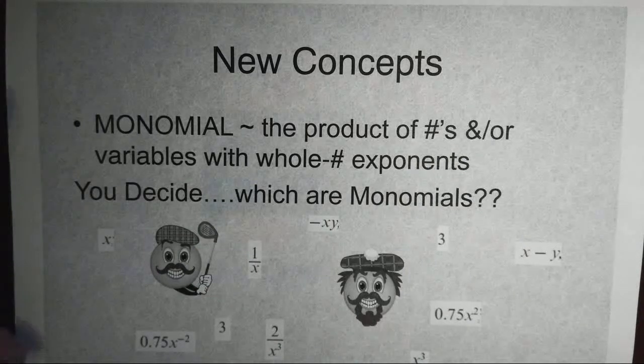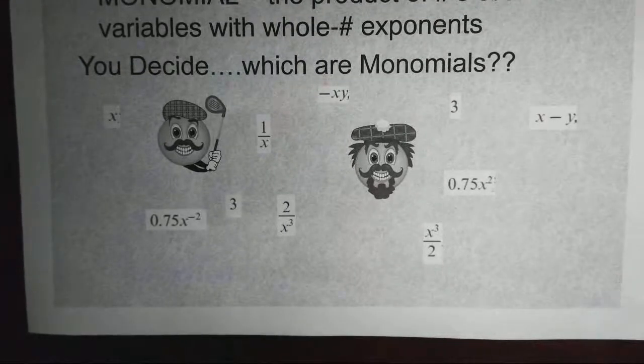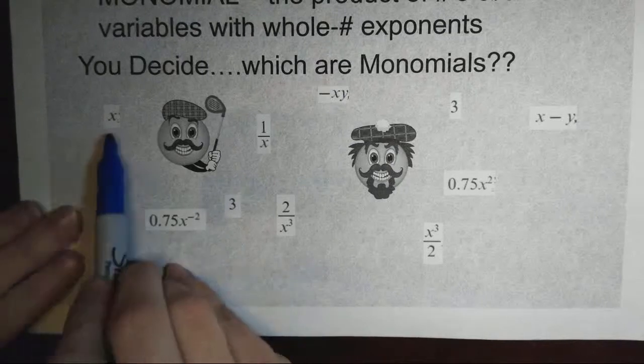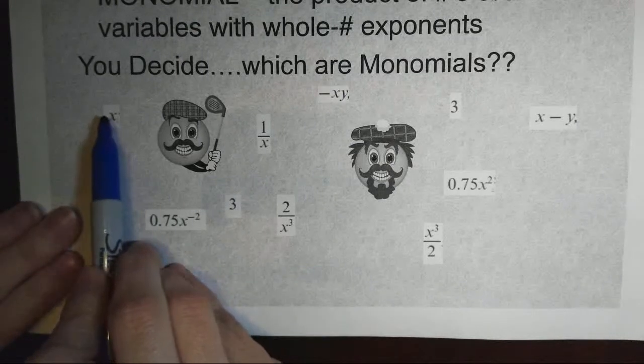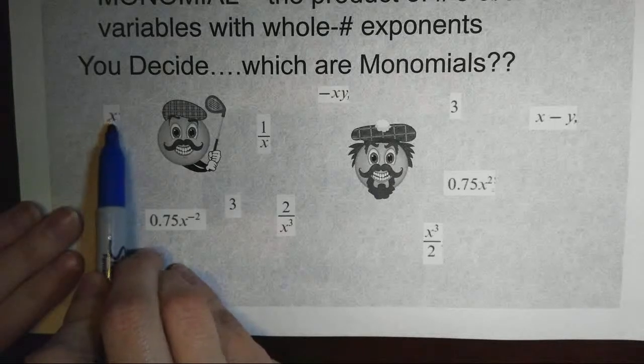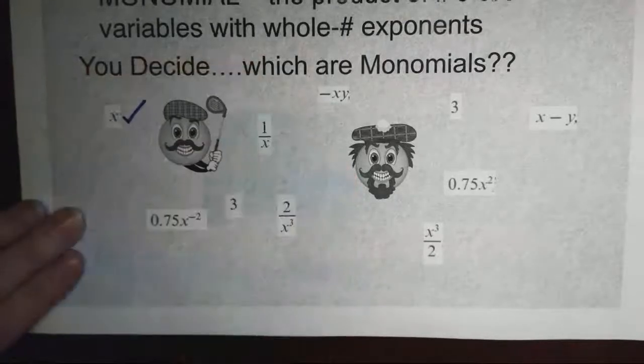So we're going to decide which of these examples on our paper here are monomials. Remember, our requirement is they can be a constant, they can be a variable, or they can be a constant and a variable with a whole number exponent multiplied. If we look at this first one on the left here, x, that is the product of 1 and x, or a constant and a variable. And the exponent on x here is a positive 1, which is a whole number. So this one is a monomial.